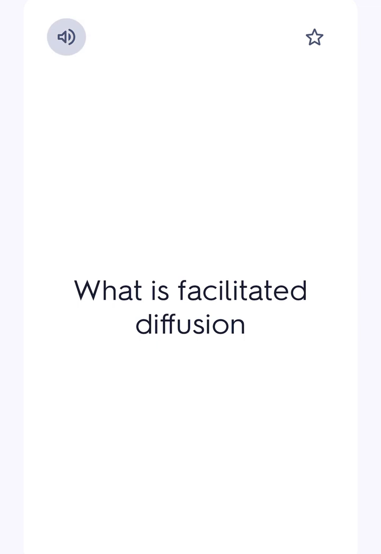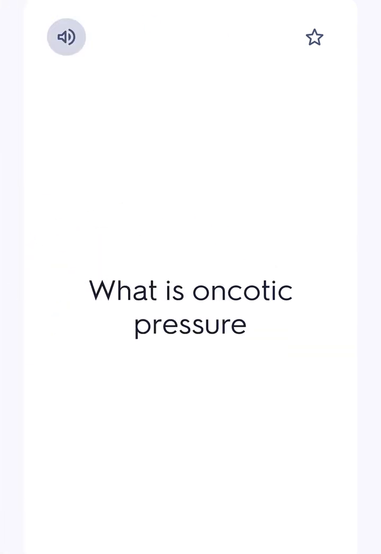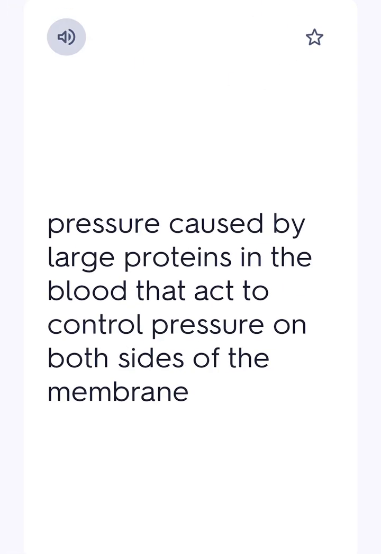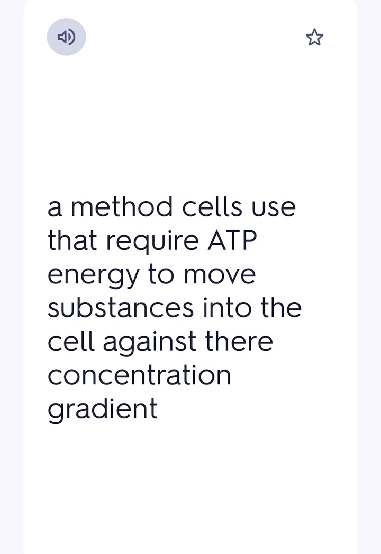What is facilitated diffusion? A process where ions and chemicals are transported into the cell by protein transporters. What is oncotic pressure? Pressure caused by large proteins in the blood that act to control pressure on both sides of the membrane. What is active transport? A method cells use that requires ATP energy to move substances into the cell against their concentration gradient.